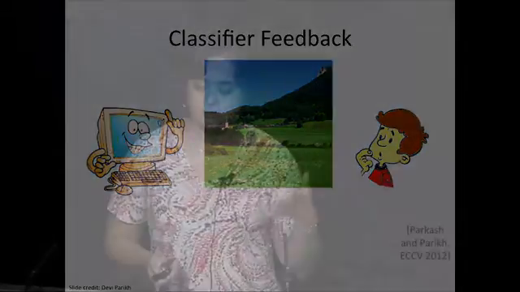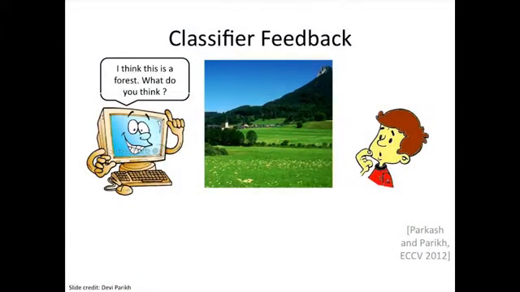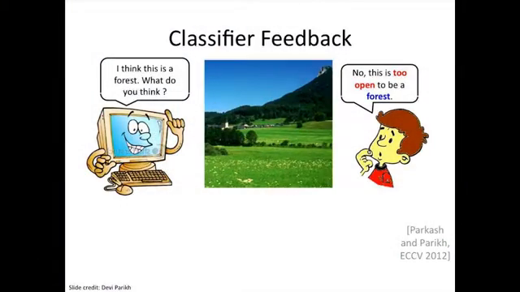In this case, it's conveying the belief in a very simple way. It's just telling the user what its predicted label for the image is. So the machine is saying, I think this is a forest. What do you think? And the machine and the human, instead of just giving a yes or no answer about whether it's a forest or not, if the machine is wrong, the user provides an explanation as to why the machine is wrong.